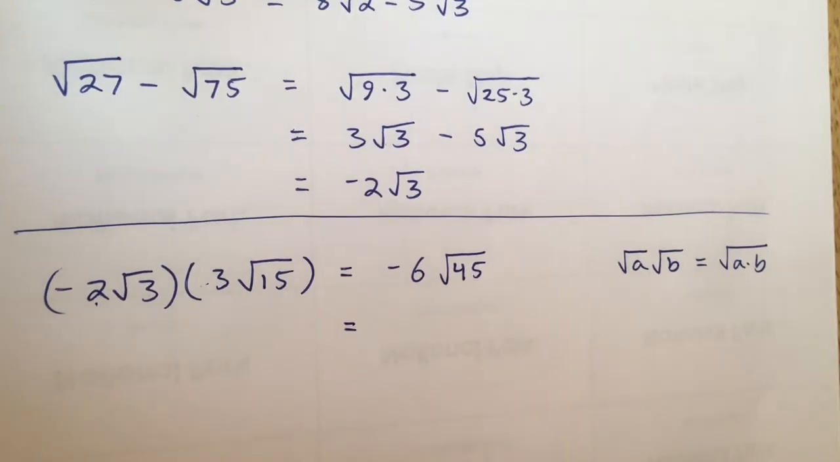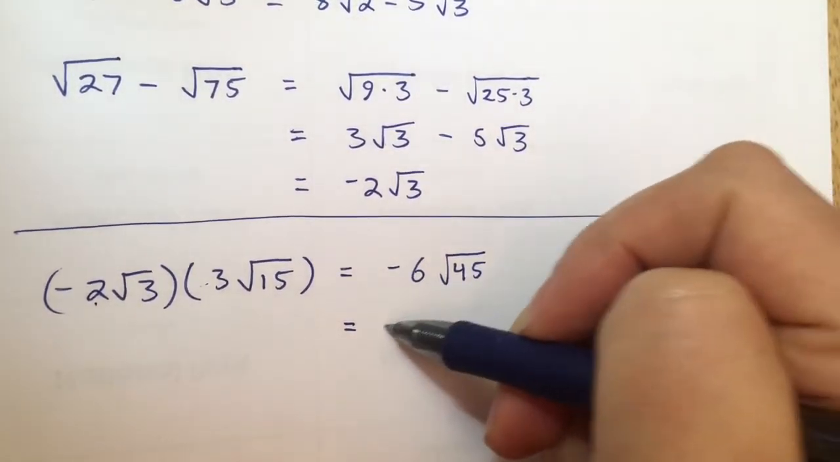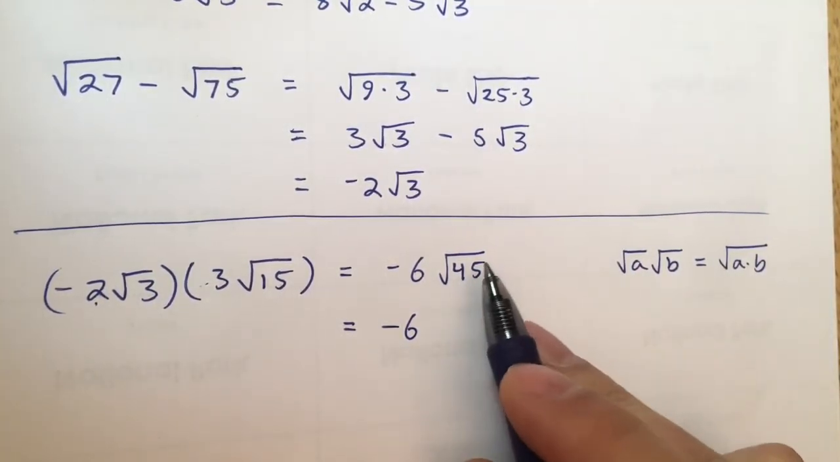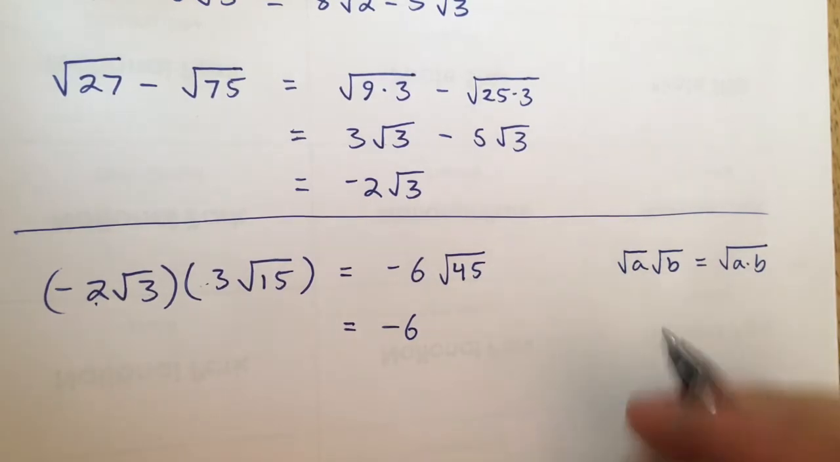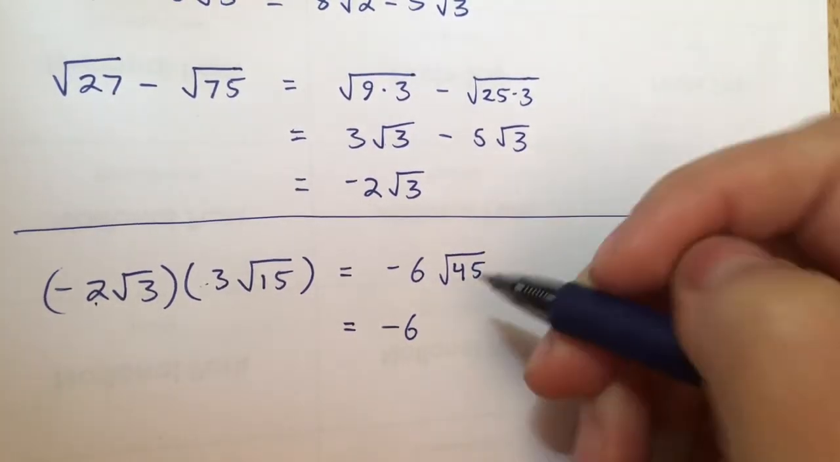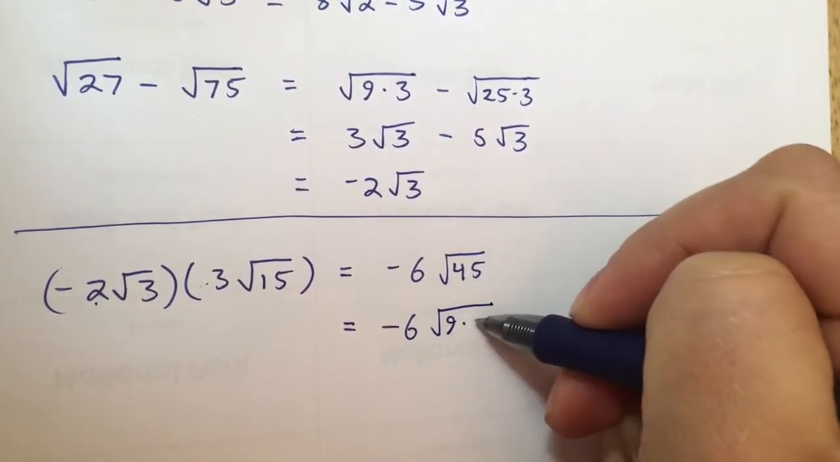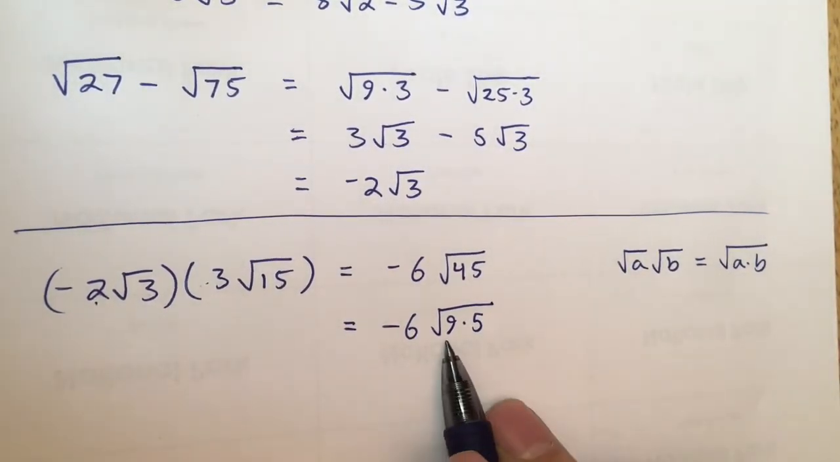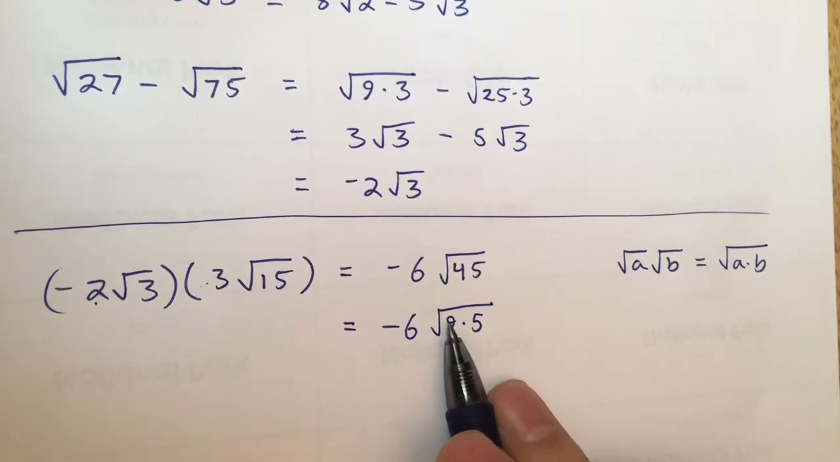Now, are we done? Well, no, because we should think about simplifying. To simplify this, we look for perfect square factors of 45, and sure enough, there is one. 9. 9 is a perfect square factor. So I can factor out a 9. This is 9 times 5. And because 9 is a perfect square, we can take the square root of it. Square root of 9 is 3.